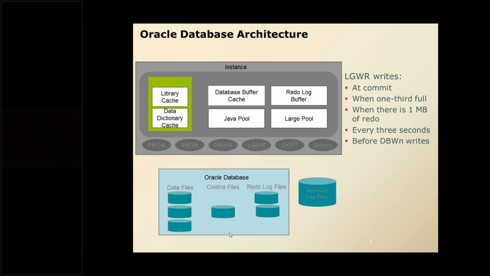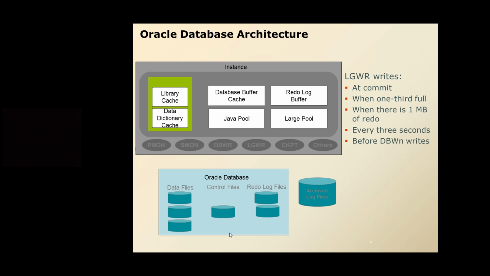So basically control files are the heartbeat of Oracle database. If control files are missed, those are the critical files, then it becomes an issue. So control files store the metadata information. And then you have redo log files.